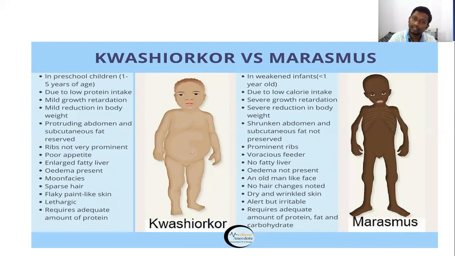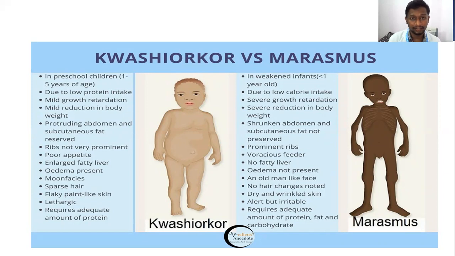It could be in both developing as well as developed countries. Most of it is in developing countries where the nutritional intake or the financial status of the family is lesser, where the children cannot meet the requirements. Or sometimes in developed countries too, when a child is neglected. So there are some clinical features here. For kwashiorkor, you can see it in preschool children 1 to 5 years of age, due to low protein intake. So there is no muscle mass formed. There are no building blocks at all.